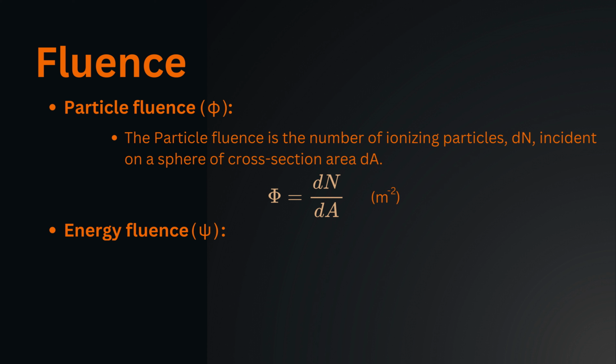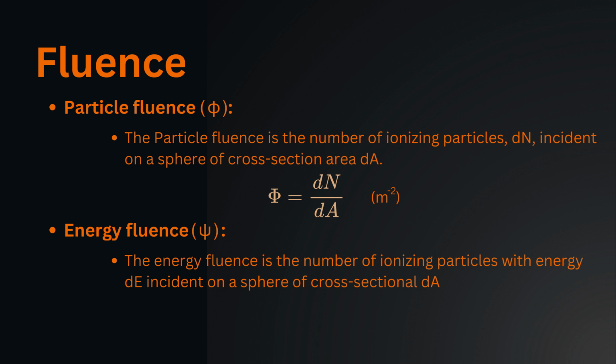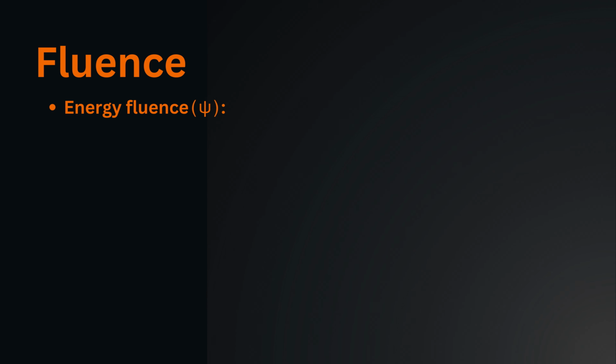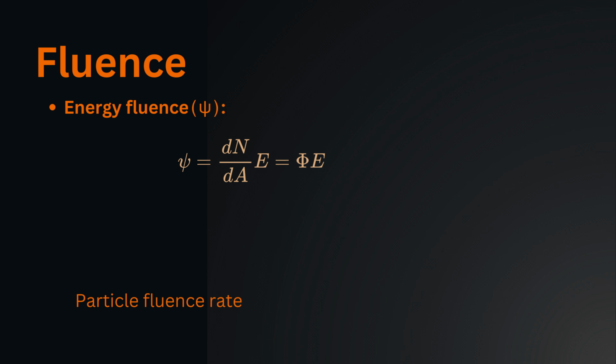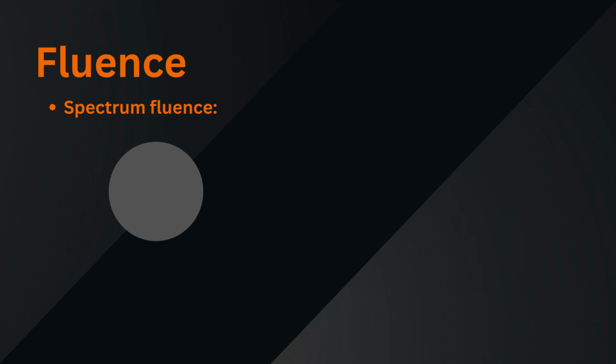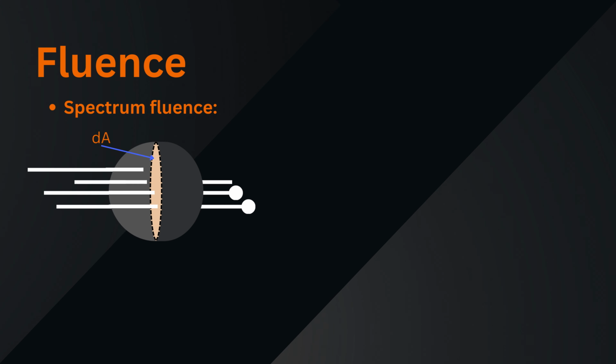Energy fluence. The energy fluence is the number of ionizing particles with energy dE incident on a sphere of cross-sectional area dA. The energy fluence can be written in terms of the particle fluence as follows. The particle fluence rate and the energy fluence rate is the particle fluence and the energy fluence divided by the unit time respectively. All the previous are for the monoenergetic beam.